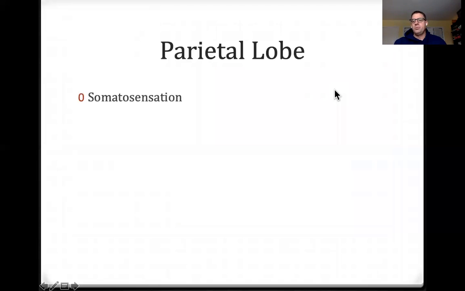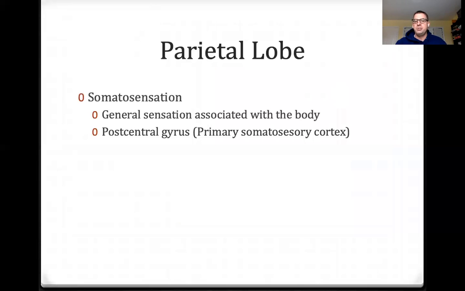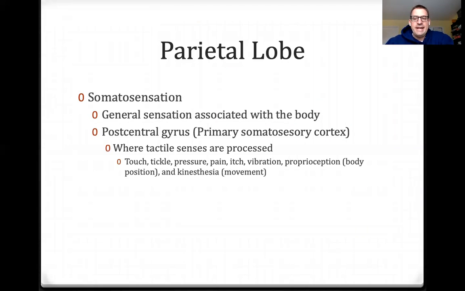The parietal lobe is responsible for somatosensation, which is basically general sensations associated with the body. And that is controlled in the postcentral gyrus, which is a hill just posterior to that central sulcus. So this is where your tactile senses are processed: touch, tickle, pressure, pain, itch, vibration, where your body position is in space, that's called proprioception, understanding where you are in space, and also kinesthesia, your movements. All those are processed in that postcentral gyrus or primary somatosensory cortex.